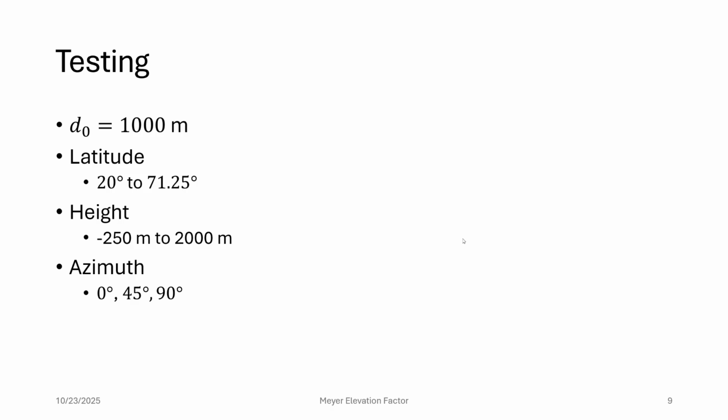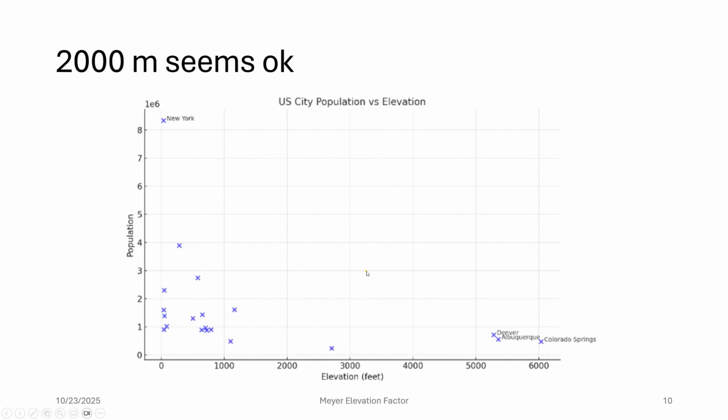For azimuth, let's consider lines that are running due north at 0 degrees, 45 degrees, and 90 degrees due east. There's no reason to consider the other quadrants because the azimuth is symmetrical around those values.